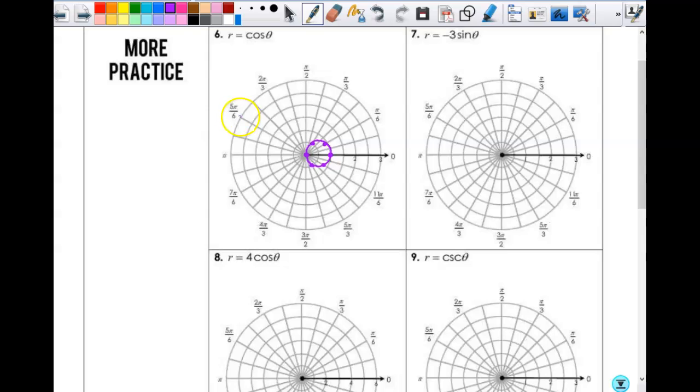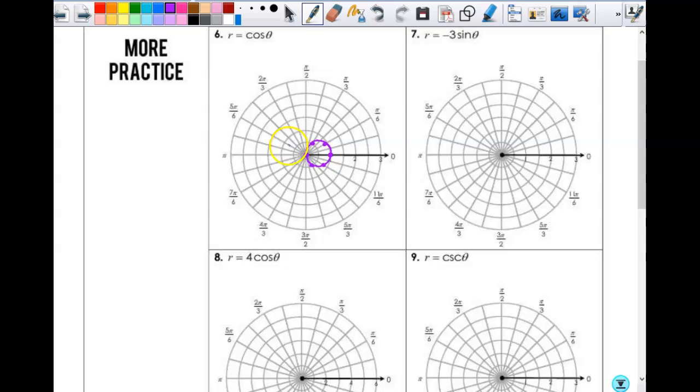Because it's negative, or it's 5 pi 6. The negative means you go through the pole to get to the other side, or you have to rotate another pi. It's the same thing either way. But when we're plotting the points, yeah, if r is negative, you go through the pole to the other side. You open the little door. Yes, it's theta plus pi.